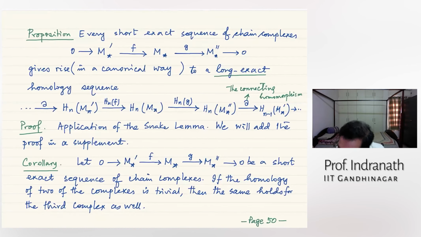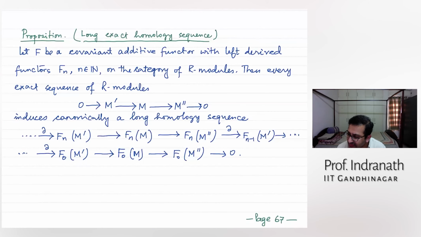So let me again take you back to that slide. I hope the statement is fine: if I have a short exact sequence of R-modules, how to come to this level. This is basically a long exact homology sequence because they are the homologies. But remember, what does that mean? That means it is the H_n of F applied to M'_*. So it is after you apply F to it and then you take the homology. Okay, so let's go to the proof.